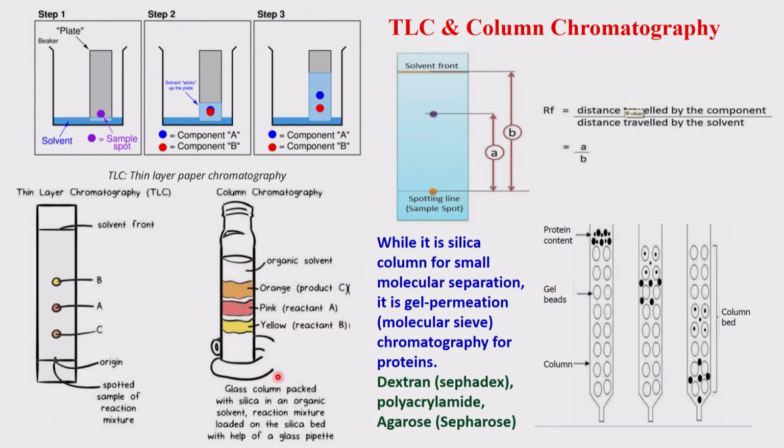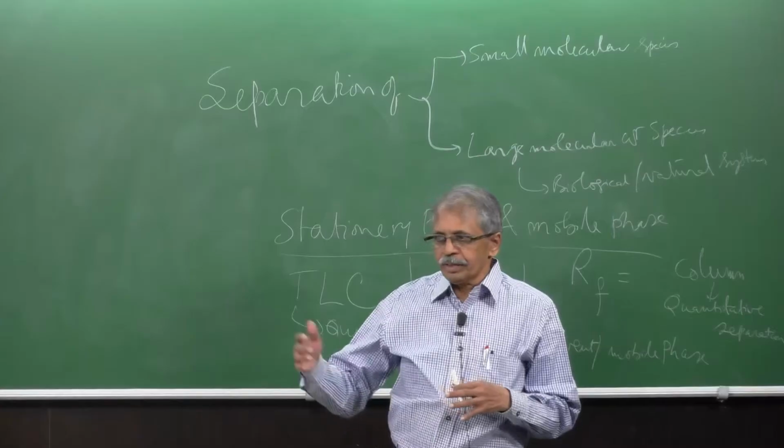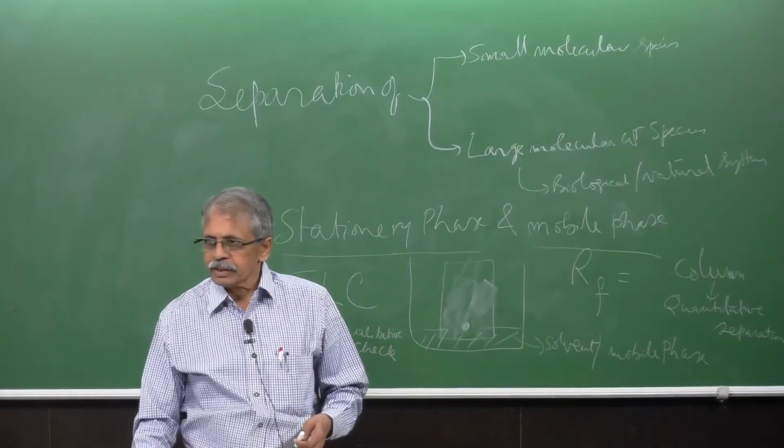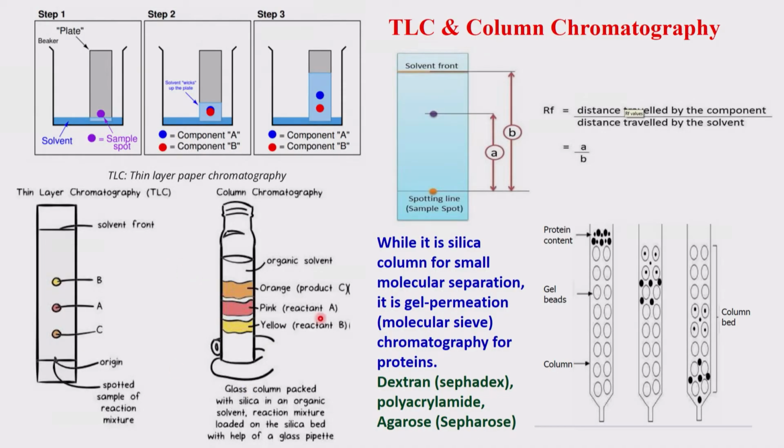Now, if I go to high molecular weight species like protein, a mixture of proteins with different sizes or molecular weights, what will you use? Instead of silica gel, use gel permeation. The gel is made of either dextran, polyacrylamide or agarose, with many modified versions of all these. These are the gel materials you can use for the stationary phase in the case of macromolecules or proteins.